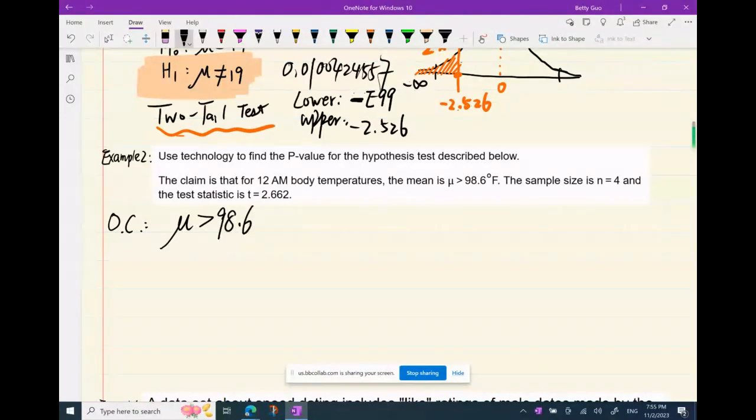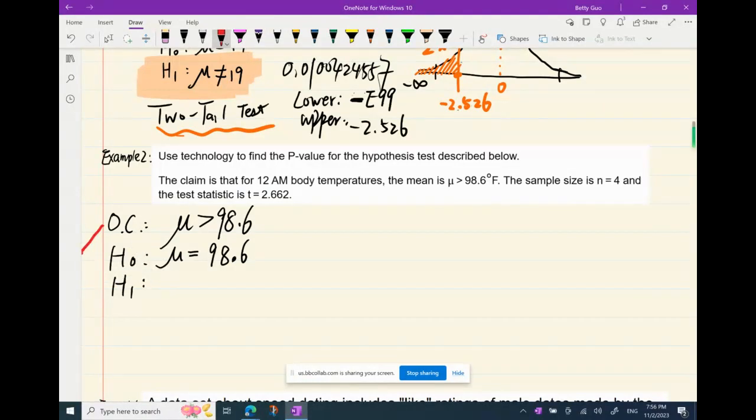Based on the original claim, let's construct the null and alternative. Remember, the null has to be equal to. I have repeated this so many times, so please remember that. The null is the assumption of the whole process, the logic behind the whole hypothesis test. Mu equal to 98.6. All right, now what's the alternative?